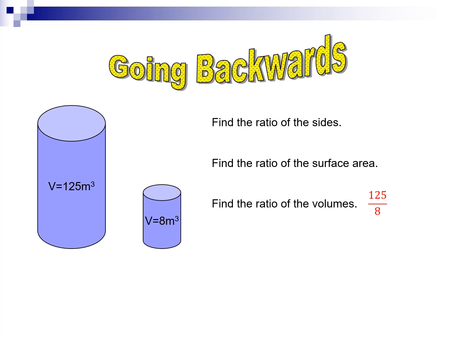Think about it. To go backwards, you have to do something called cube root. What times what times what gave you 125? And then what times what times what gave you 8? Think about it. It's 5 and 2. 5 times 5 times 5 is 125. And then 2 times 2 times 2 is 8. And then from there, you should be able to find the surface area pretty easy. Just square that. 25 to 4.